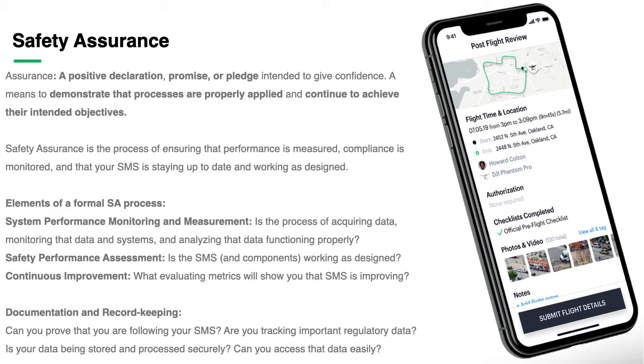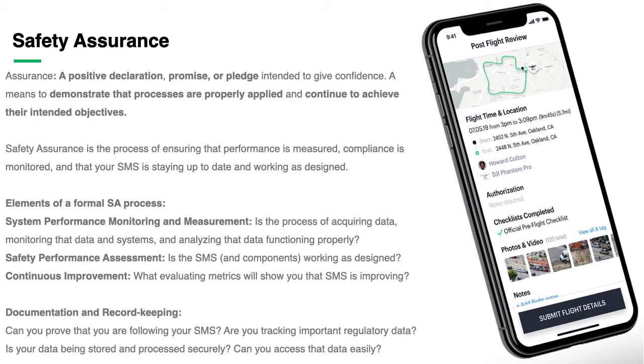And so the elements of a formal safety assurance are performance monitoring and measurement, and performance assessing. And again, this is another way that it's important to measure and quantify your safety risk and your elements of safety whenever possible.